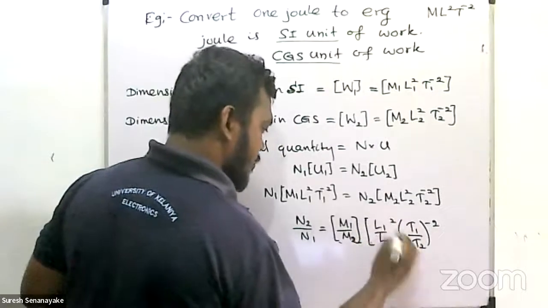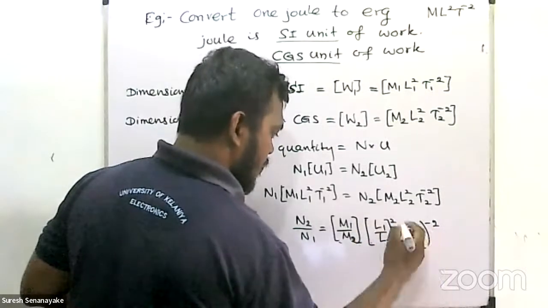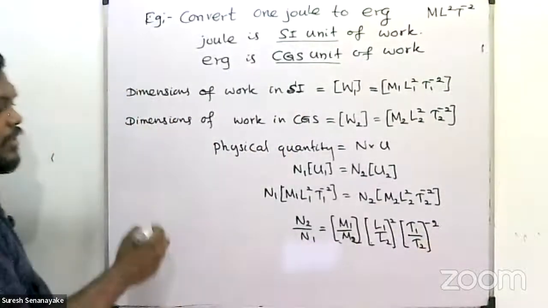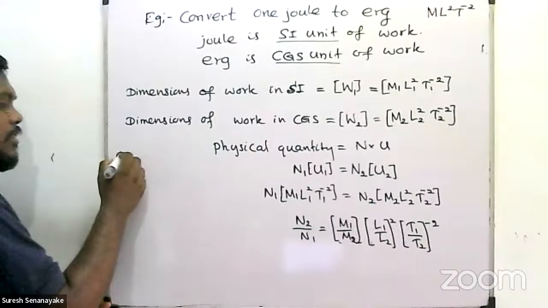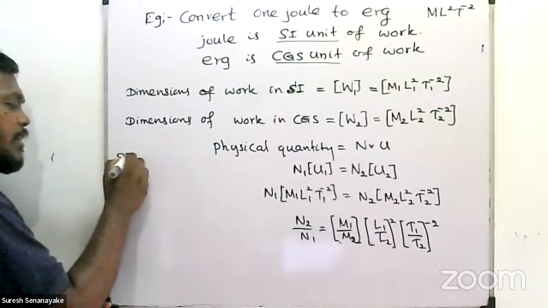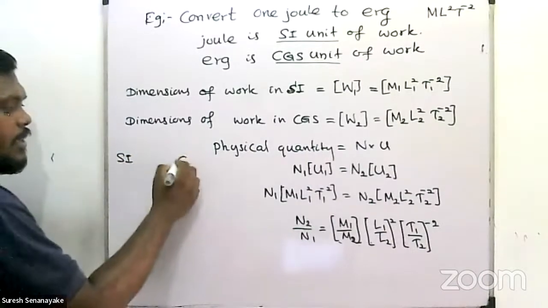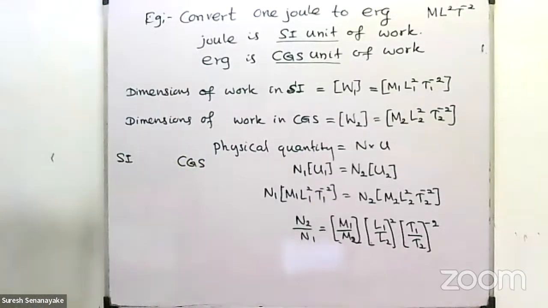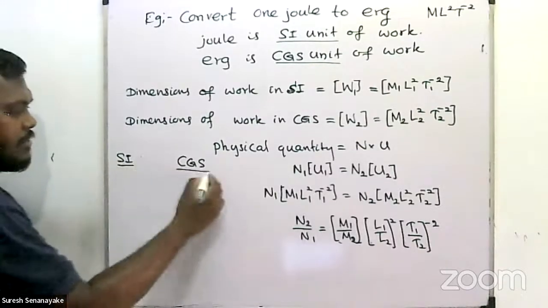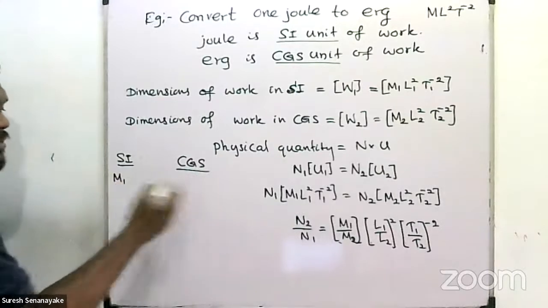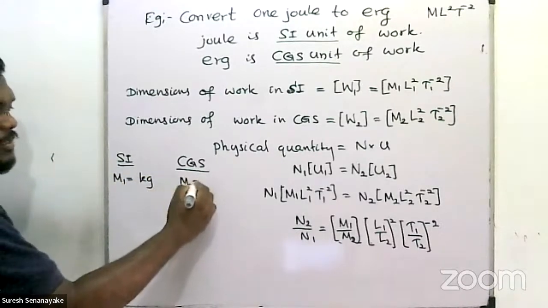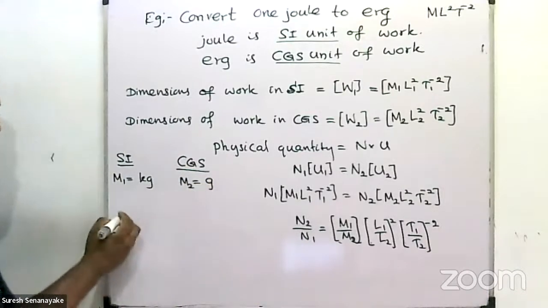We can write this. But in these two systems, you need to know about these conversions. It's in SI and CGS. In the SI system and CGS system, that's mass. The M1 I mentioned there, that's kilogram. In the CGS system, this M2 mentioned, that is gram.